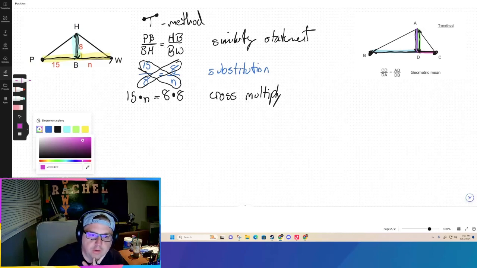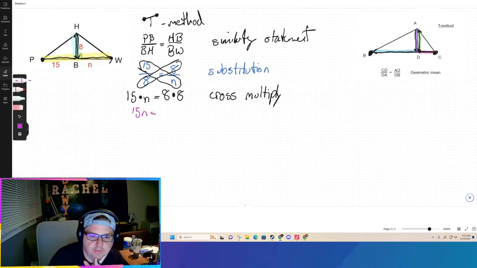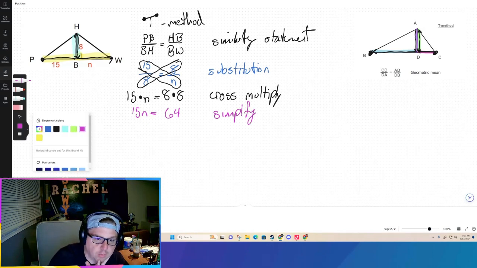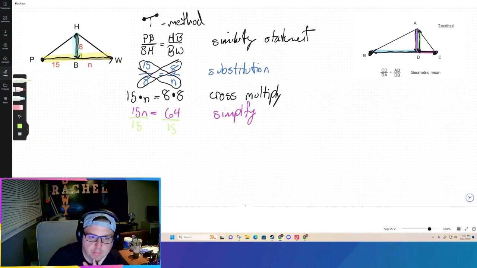Okay, so I'm going to do 15 times n, and that's going to be 15n. 8 times 8, that's going to get me 64, and I can call this simplify. Now, we've got to get rid of the 15, so we're going to divide both sides by 15, because we want the 15s to cancel out. And what I'm going to be left with is n, which is kind of my goal anyways. I want to get n by itself. And that's going to leave me with 64 over 15.